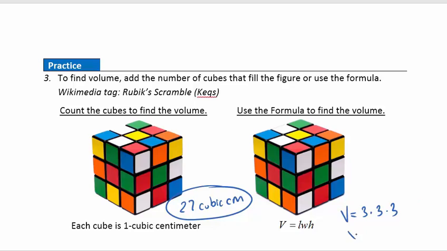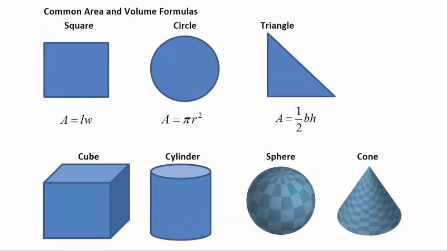So multiplying all of those together, you'll see that we'll get 27, but again, we want to make sure that we write either the word out cubic centimeter or centimeter to the third power. Because to find volume, what we're doing is we're figuring out how many cubes it takes to fill up this volume, or in this case, the larger root.